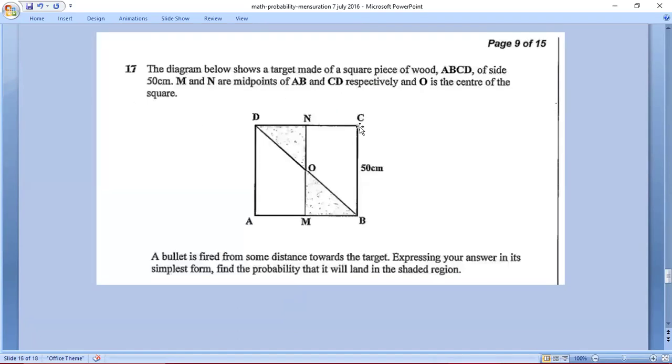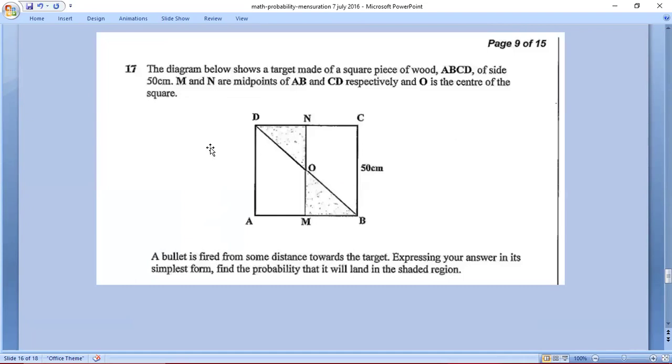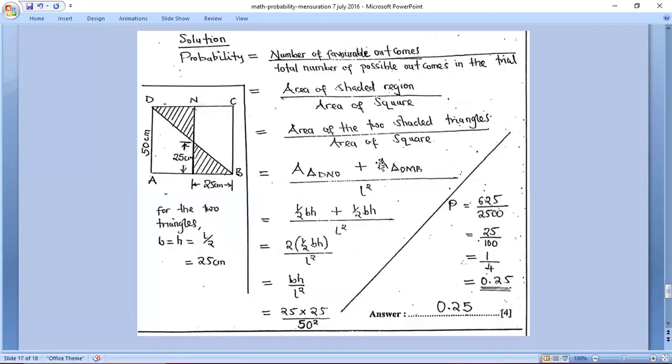Okay, so we've come to the end of answering this question, and you present your answers in that format. This is the final answer. 0.25 is the probability that the bullet will land in the shaded region, and you get 4 marks for that. So very good to understand your mensuration and understand the tricks to know your probability as well.